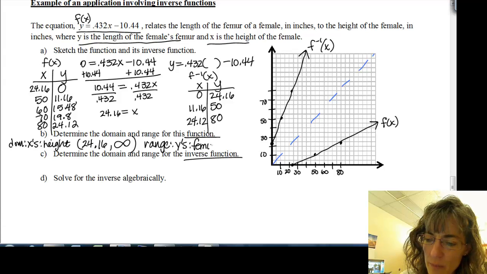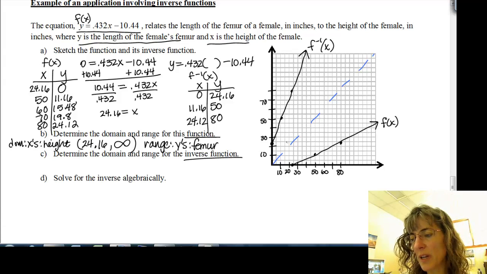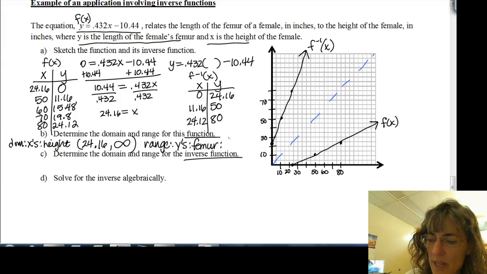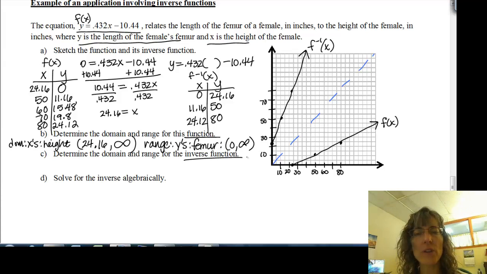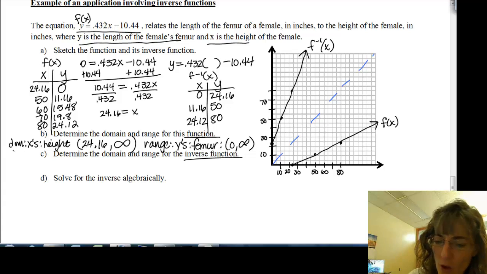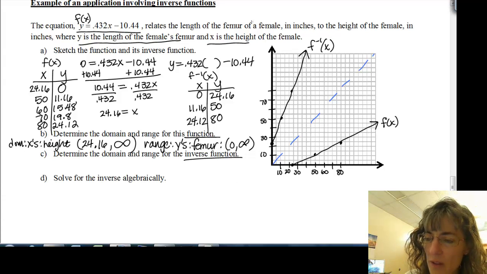The next thing we need is the range, and that is the y's for this function. The y's are the femur length, so femur. And when I look at, again, we're still on the f of x, so when I look at how high I'm going, we are starting at 0. We have a 0, and then we're going up higher and higher and higher. So this one we're going to say, yeah, 0 to infinity for the length of the femur. And parentheses at 0 because there's no femur if it's a 0.